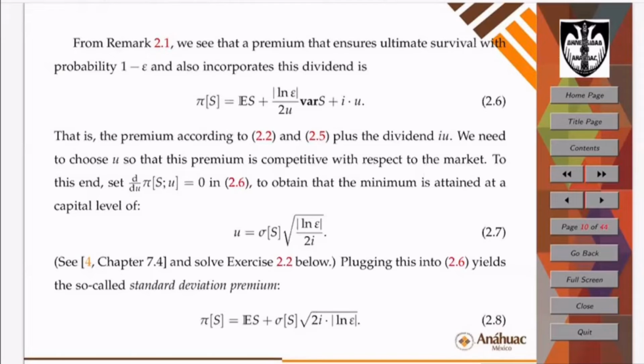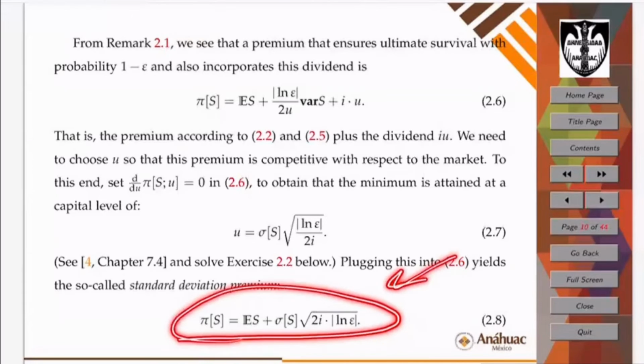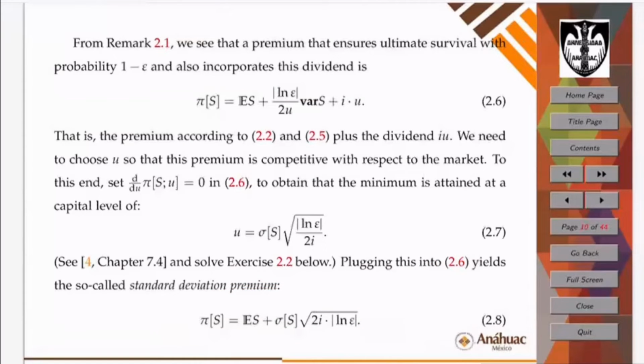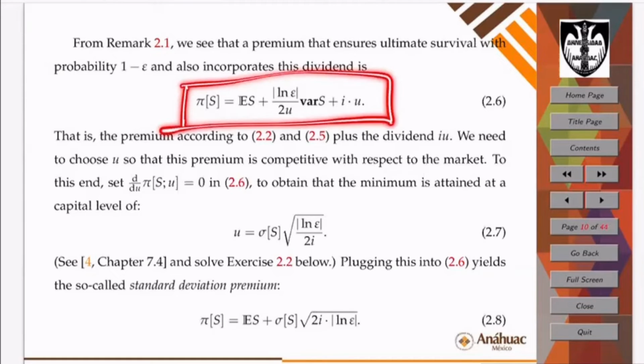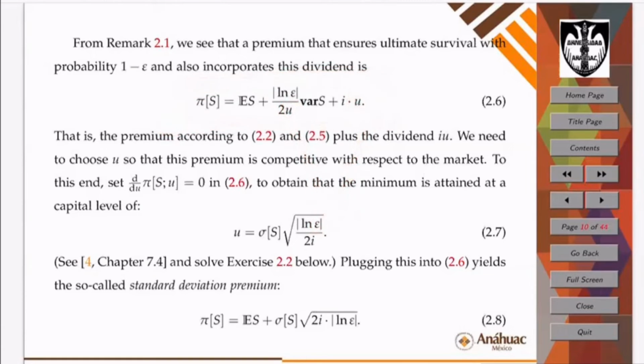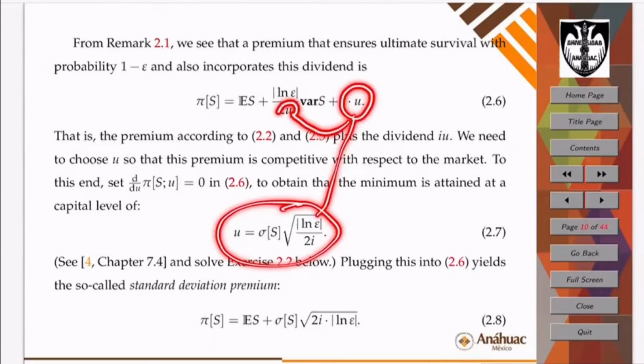Now, if you put this initial capital here and here, then you will get the so-called standard deviation premium. I would kindly ask you to do it. So take this expression and substitute u for what we just computed. So just put this here and here.